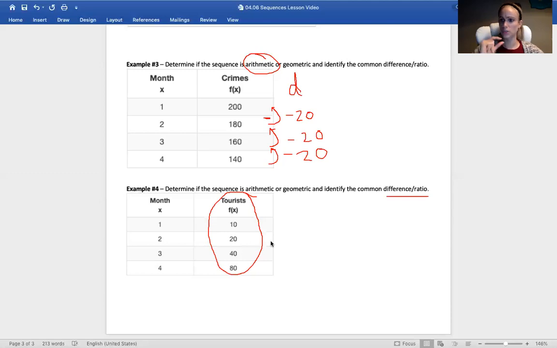For a common ratio, we take our term and divide it by the previous. So 20 divided by 10 is 2. Okay. 40 divided by 20, that's also 2. 80 divided by 40, 2 again. So this time we have a common ratio. It is multiplying by 2, so it's doubling each time. And that means it is geometric.